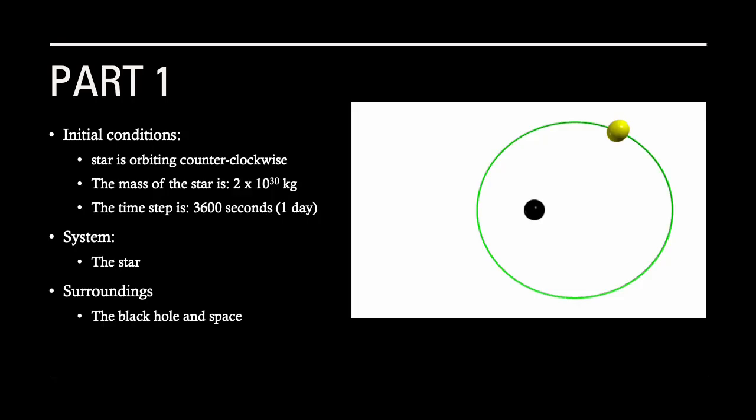For Part 1, these are the initial conditions. The star is orbiting around the black hole counterclockwise. Its mass is 2 times 10 to the 30th kilograms, and the time step is equal to 1 day, or 3,600 seconds. The system in this problem is the star, which is seen in the picture as the yellow circle, and the surroundings are the black hole in space.